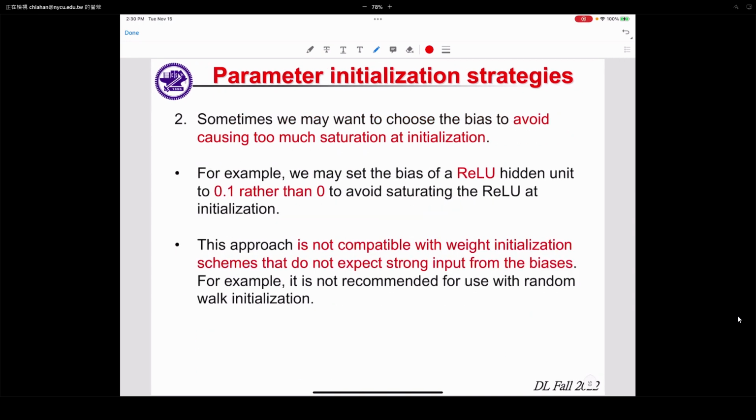Pretty much the same, right? The second thing is that you want to avoid causing too much saturation in initialization. So, to repeat ourselves, you don't want to explode the gradient, you want to banish the gradient. I don't want to saturate things because of nonlinearity, right?